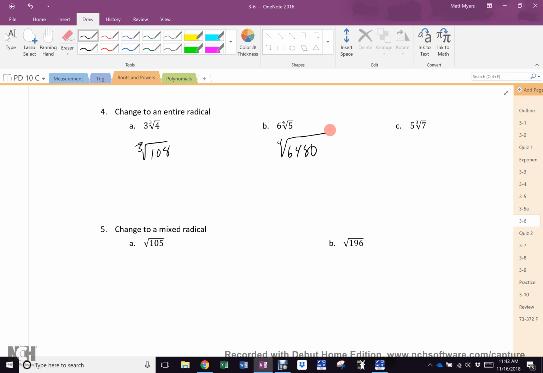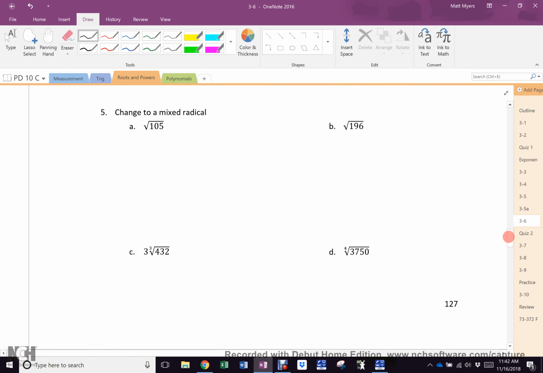And C. Square root of 875. Nicely done. 5A. Square root of 105. It doesn't change. It's root 105. There's no groups to take out. Why would I put that there?